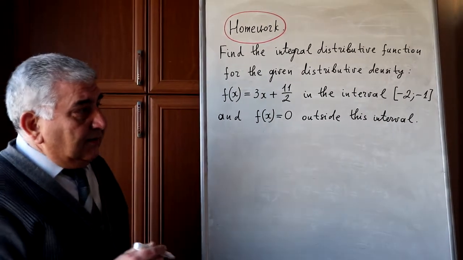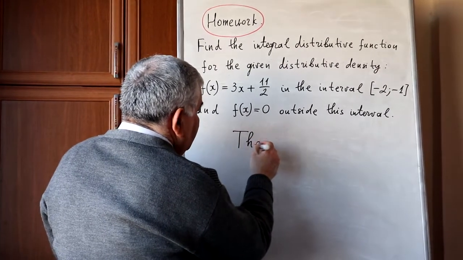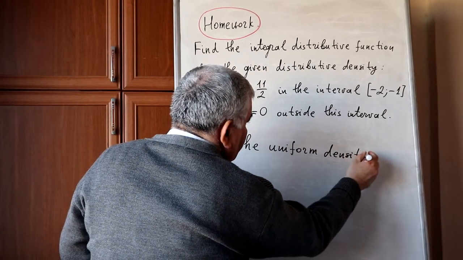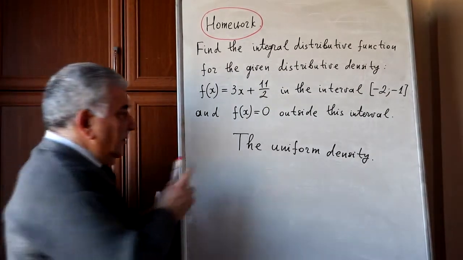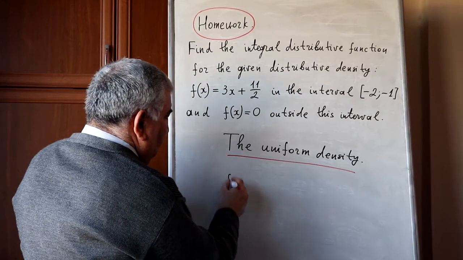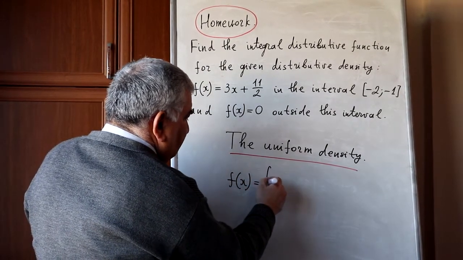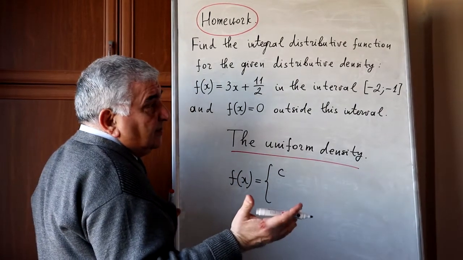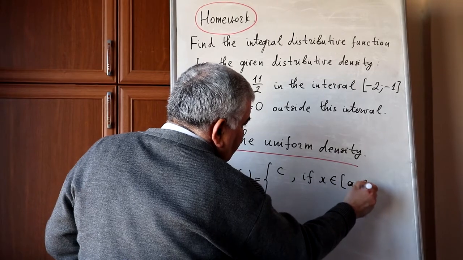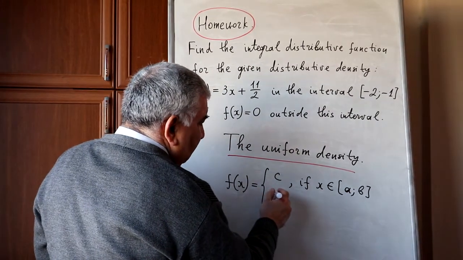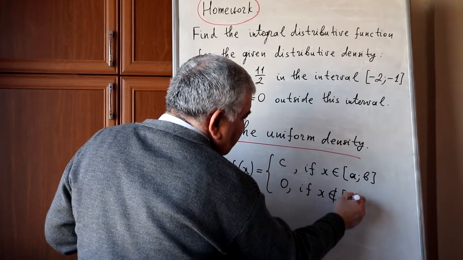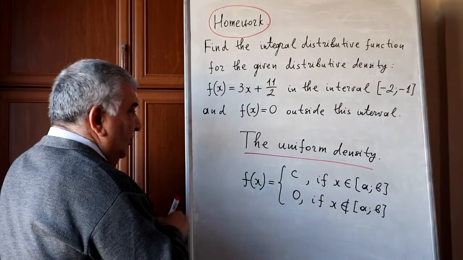Now go to the uniform density. The uniform density is defined by the following formula. f of x is C. Here C is some constant value, if x belongs to the interval a, b, and f of x is 0 if x doesn't belong to this interval a, b. It is the definition of the uniform density.